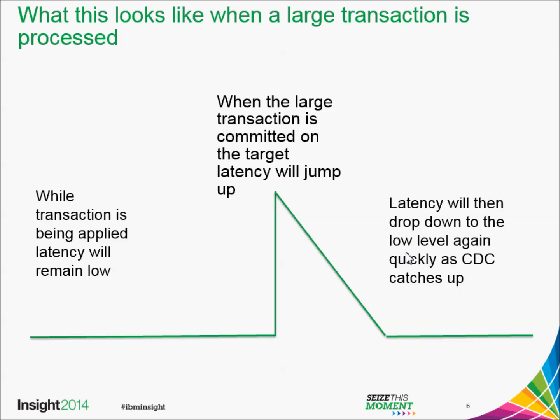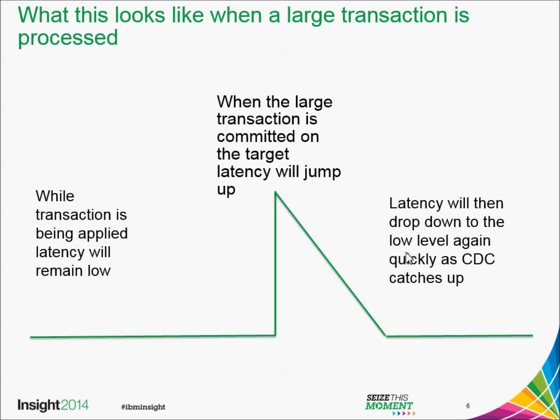And let's say the transaction took 10 minutes to run on the source system, and we'll imagine it takes the same 10 minutes to be applied to the target. So by the time we commit it to the target, we'll have a latency of 10 minutes. So when we finally commit to the target, latency will jump from its low value, say it's just 1 or 2 seconds, up to the 10 minutes.